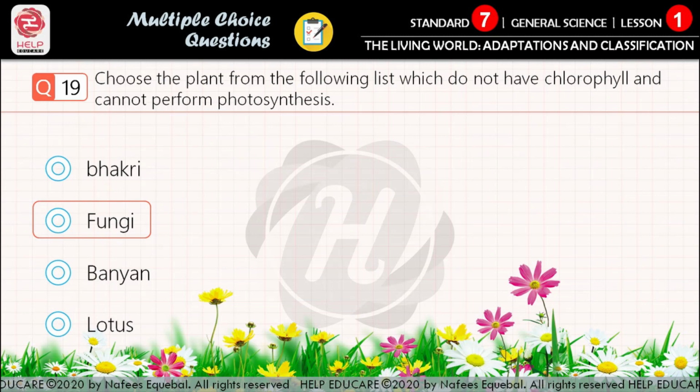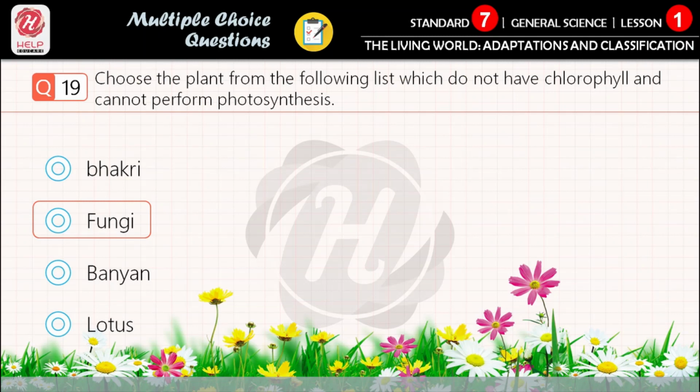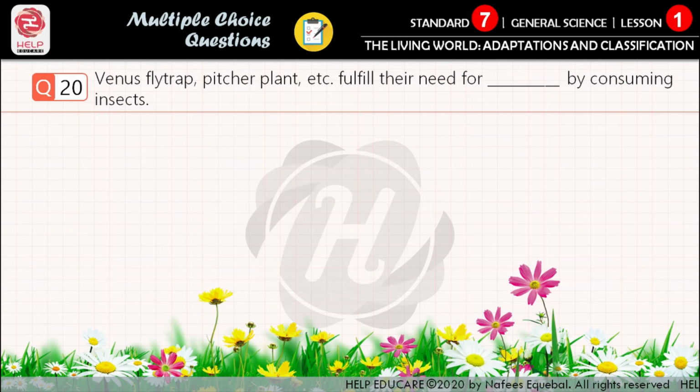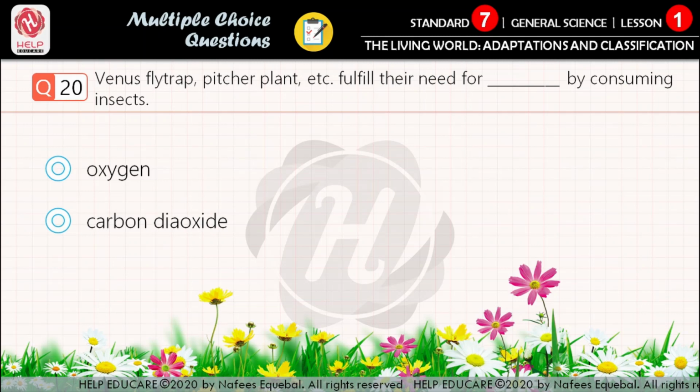Correct answer is fungi. Question number 20. Venus flytrap, pitcher plant, etc. fulfill their need for dash by consuming insects. First option, oxygen. Second option, carbon dioxide. Third option, nitrogen.